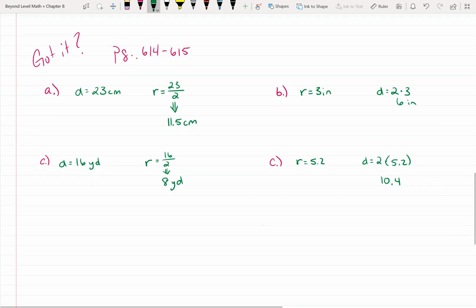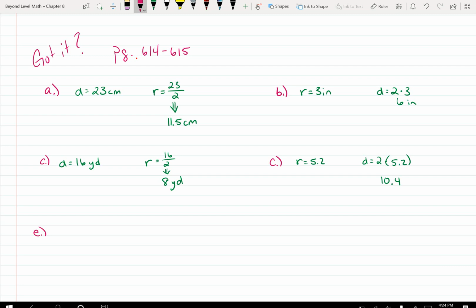Alrighty, on page 615, we've got it E. It says find the circumference of each circle. Use 22 over 7 for pi. Remember, 22 over 7, if you type it into your calculator, you get 3.142857. It gives you the longer version of pi. Typically they'll say that you can use 3.14 as well. In this case, because they say 22 over 7 specifically, and it's not the same as 3.14, let's use that.